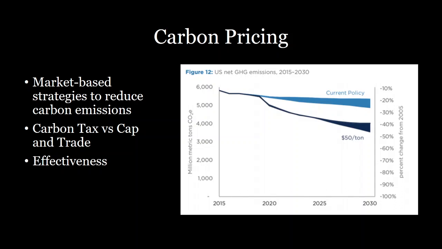How effective are these measures? In a few words, pretty effective. We can see here, these are the expected emissions under current policies, and these are the expected emissions under a $50 per ton carbon tax. And you can see that there's over a 40% reduction from 2005 levels of the amount of carbon that's released. That's over 2 billion metric tons. So it's a lot of carbon just by implementing this policy.